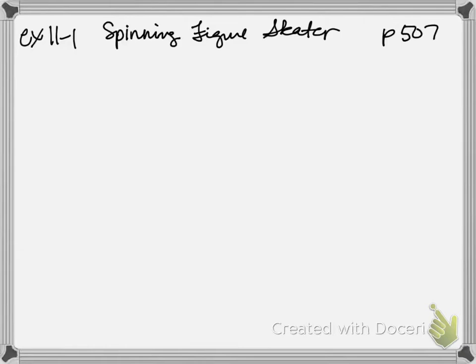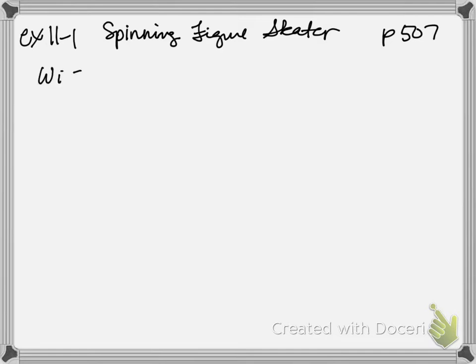All right, example 11-1 is the mother of all factor of change problems. We've got a figure skater, as we talked about in class, going from a high rotational inertia and a low angular speed to a lower rotational inertia and a higher angular speed. So here's the information we have.